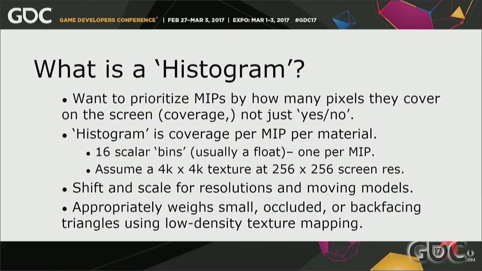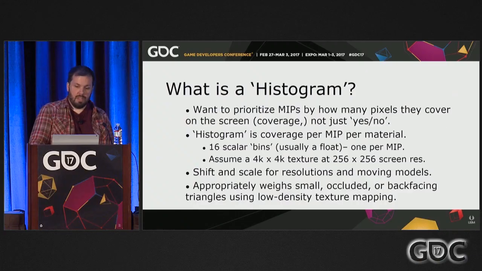So core to this algorithm is the idea of a histogram. A histogram, in this context, is a coverage metric per MIP level of a material. We wanted to be able to prioritize MIP levels by how many pixels on the screen they actually cover, and not just are they visible or not. So an example of a problem this solves is if you have like a doorway, and you have brick behind the doorway and stone around the doorway, you'd much rather load the high MIP levels for the stone around the door than the brick. And so coverage gives you an idea of how many pixels the player is going to see.